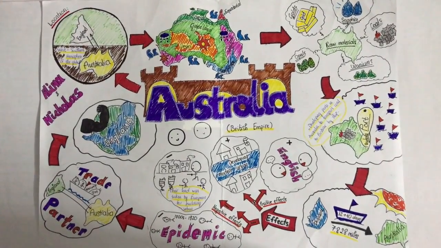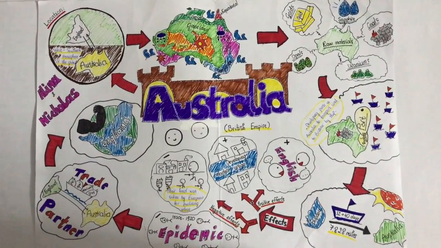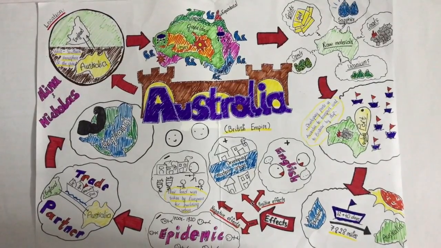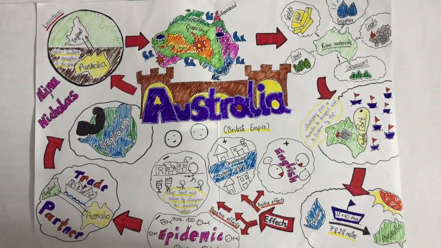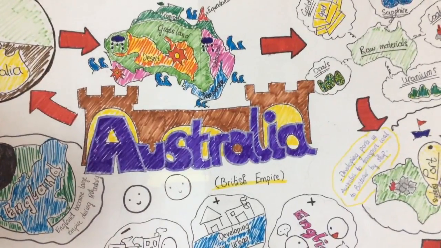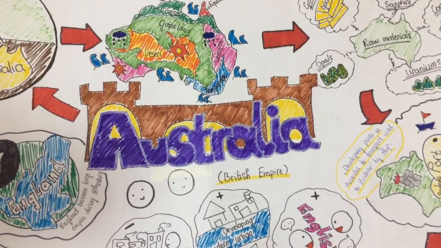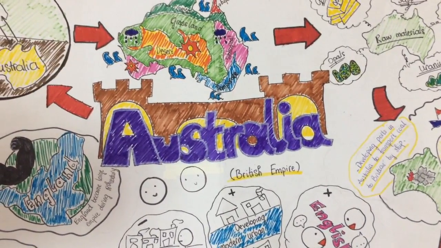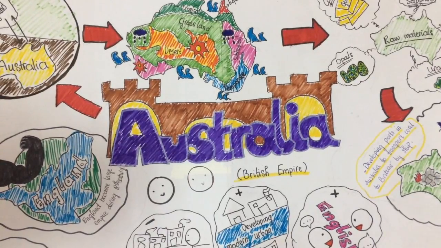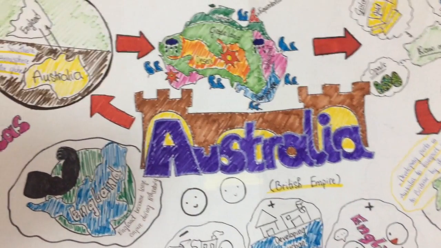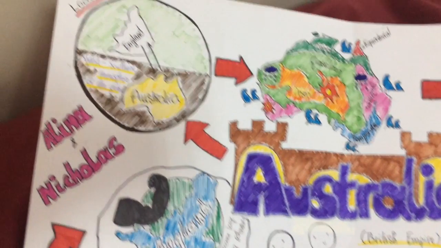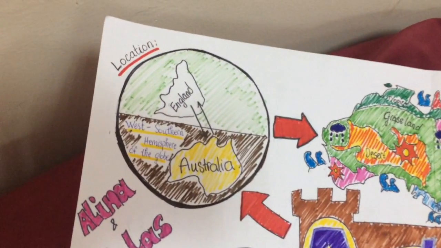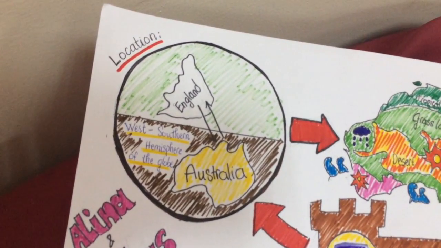Hello everyone, today Nicholas and I will talk about Australia, one of the British Empire territories during the 1850s. The impact of Great Britain on its colonies was so powerful that it still exists up till now. One of the significant examples was the country located in the southern hemisphere of the globe, Australia.